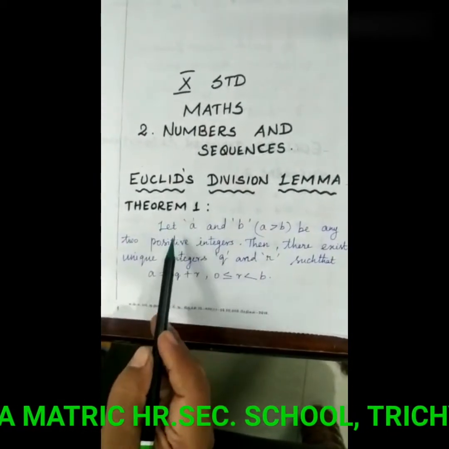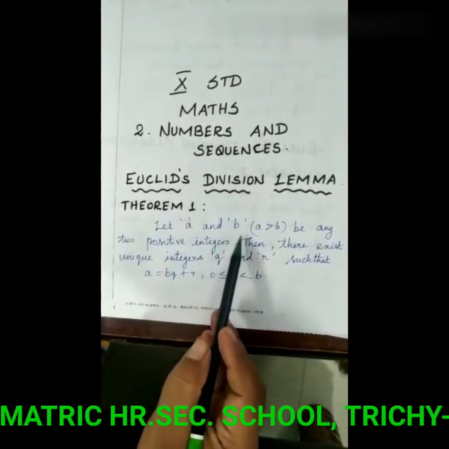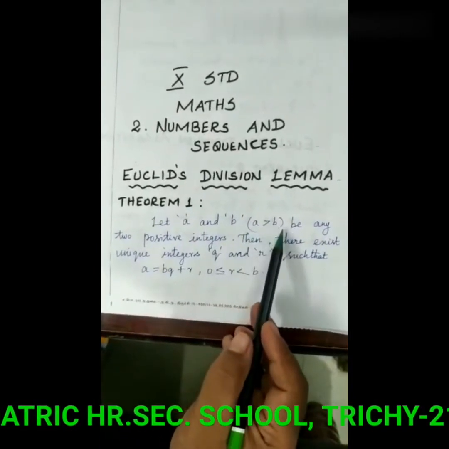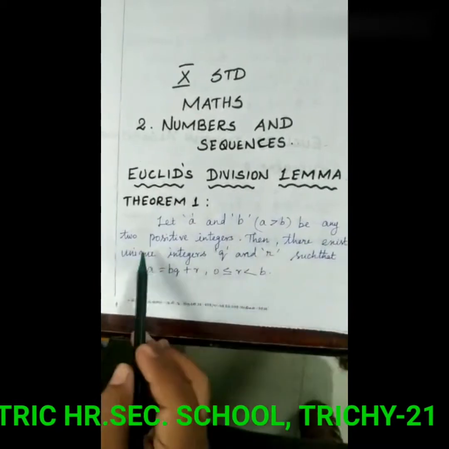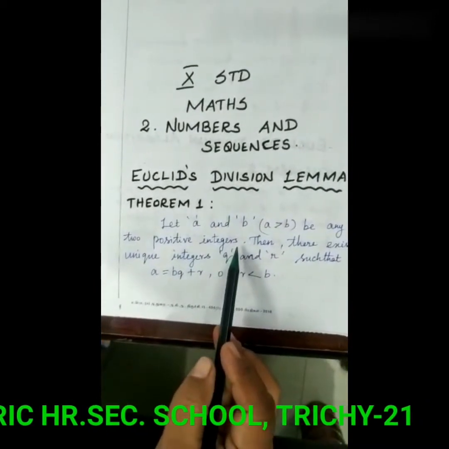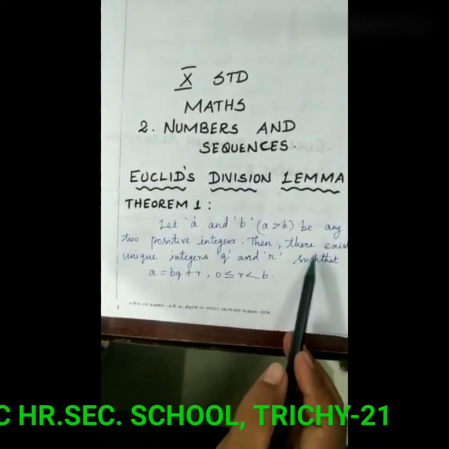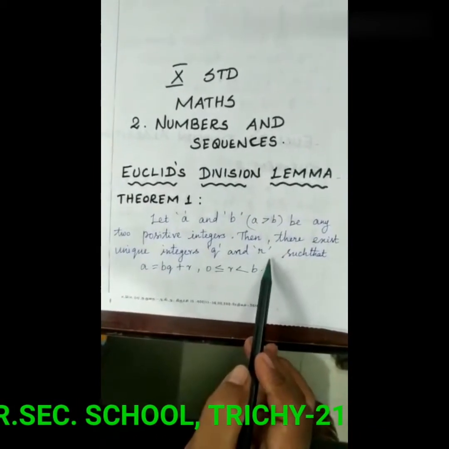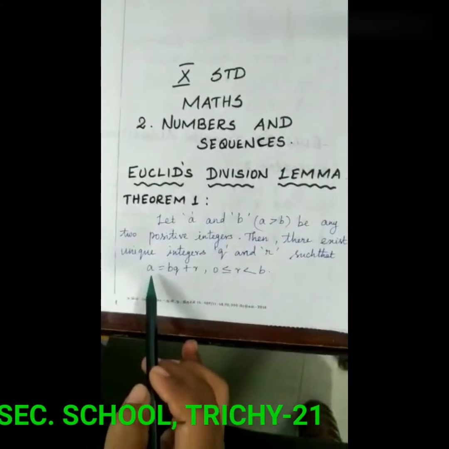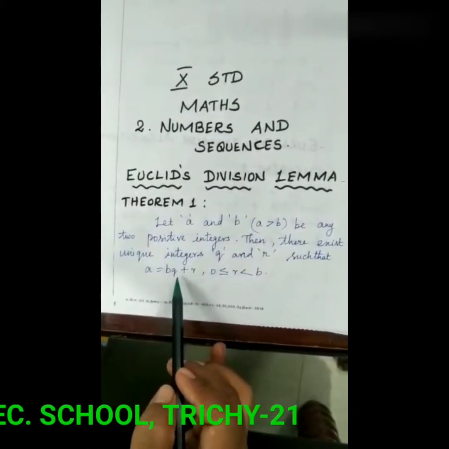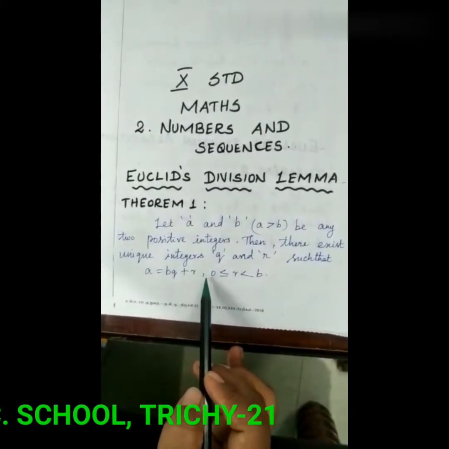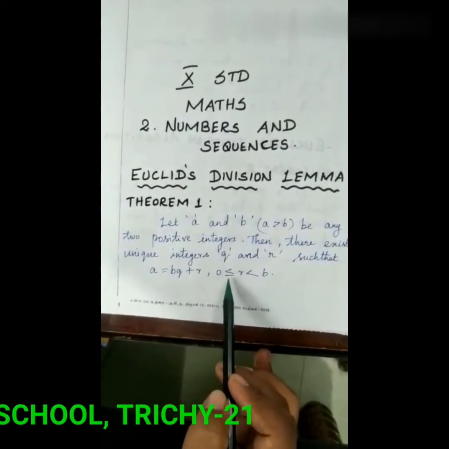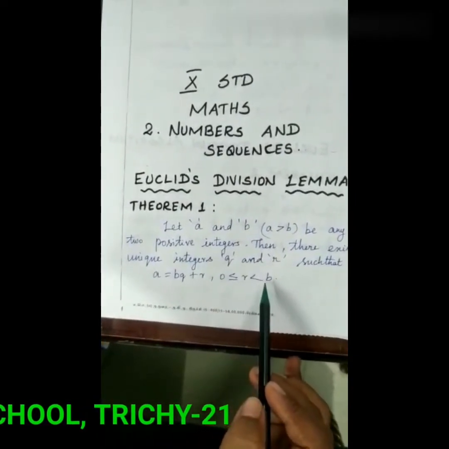Theorem 1. Let a and b, a greater than b, be any two positive integers. Then there exist unique integers q and r such that a is equal to bq plus r, 0 less than or equal to r less than b.